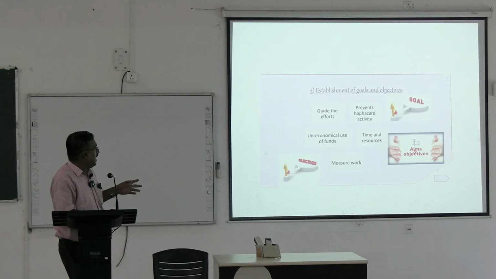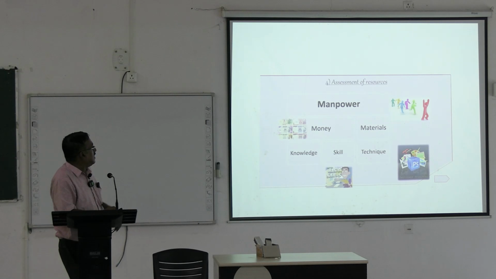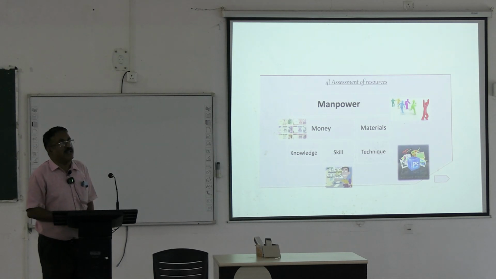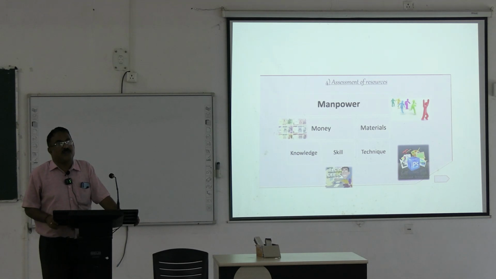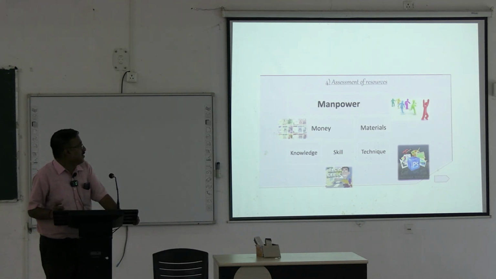Okay. And so these are the goals, aims and objectives, and measures to work for it. Assessment of resources: manpower, money, materials, knowledge, skills, techniques. For anything you need manpower, you need money, you need materials, you need knowledge, you need skills, you need techniques. These are all very important.